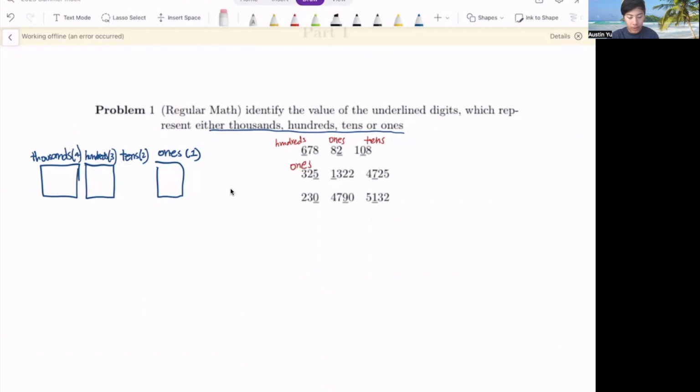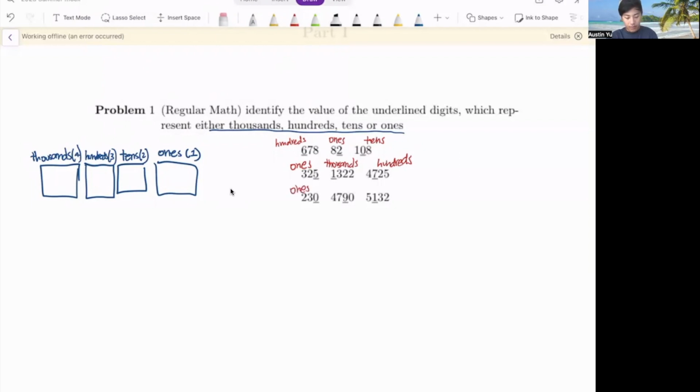Next one is a 4-digit number, so we're going to use up the thousands place, and we always start from the right side, so 2, moving on to tens, 2, moving on 3, and 1. And this time it's the thousands because the underlined digit is in the thousands place. Next, moving on is 4,725. We can do 5, 2, 7, and 4. And because the 7 is in the hundreds place, then we just write hundreds. Moving on to 230. This time, 0 is the ones, tens is 3, and hundreds is 2. 0 would just be ones.